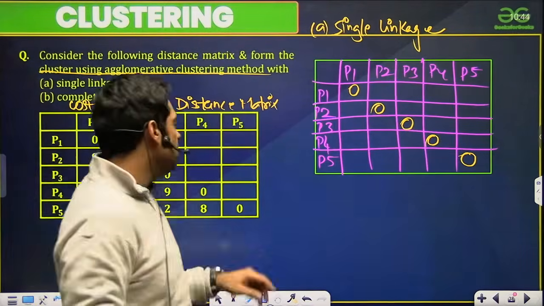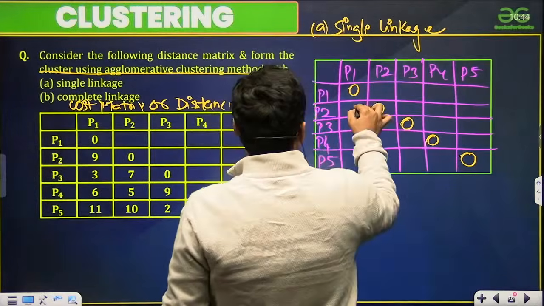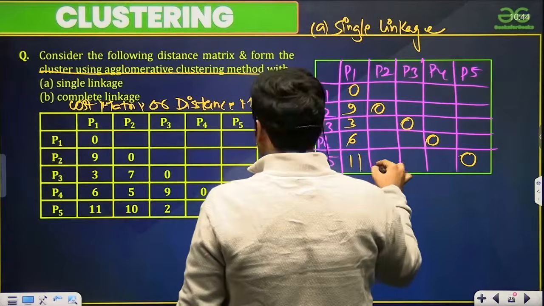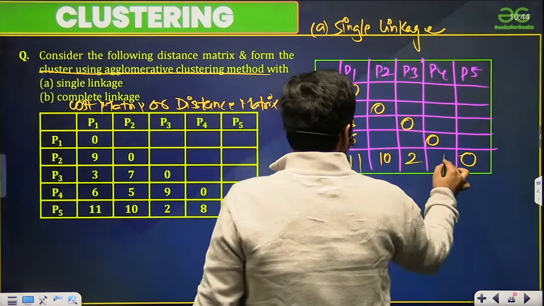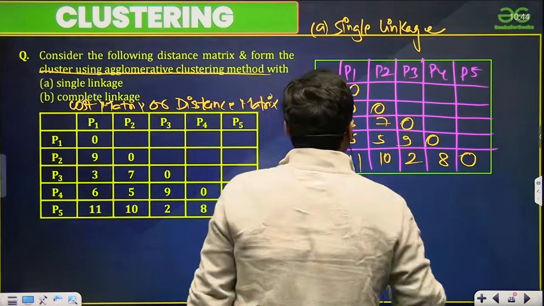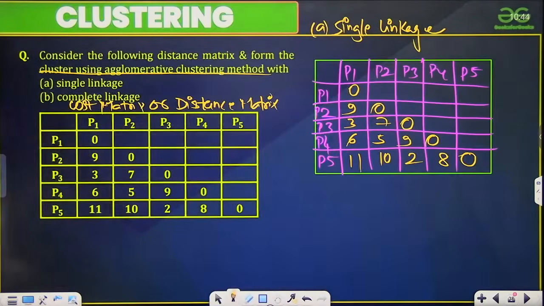So likewise we have all these distances given here. We have 9, 3, 6, 11, then 10, 2, 8. So in this way these distances or costs are given. Now we have to start with the single linkage method.